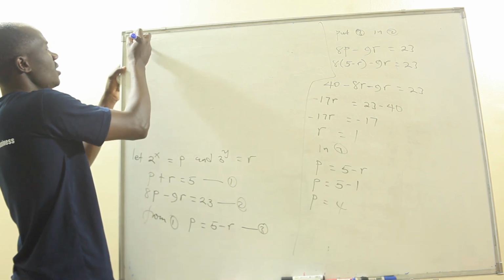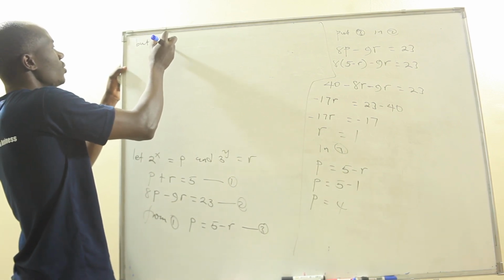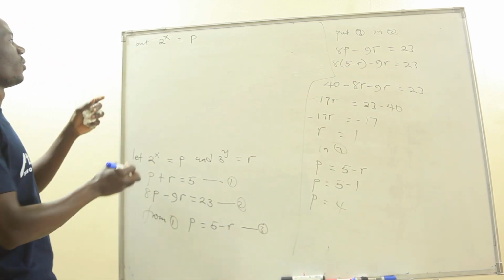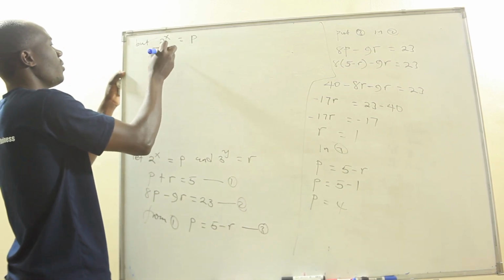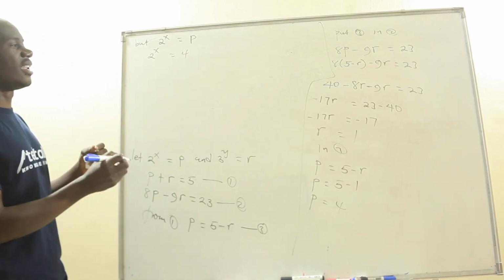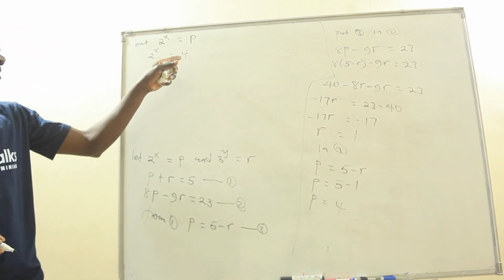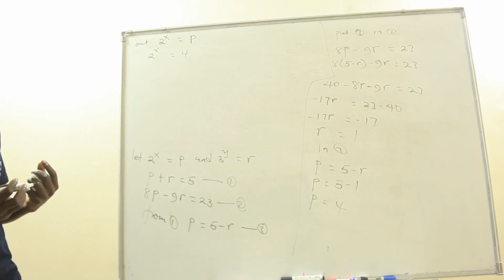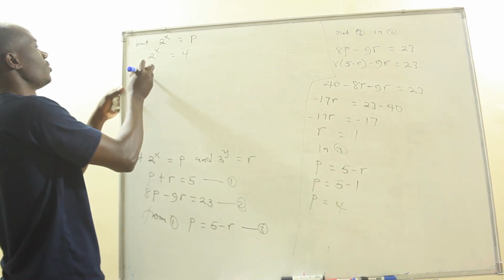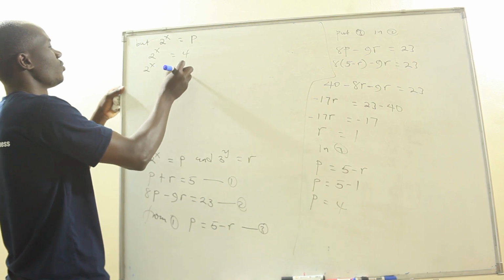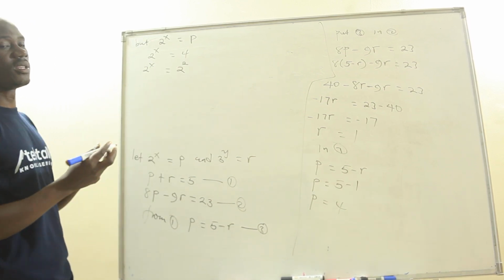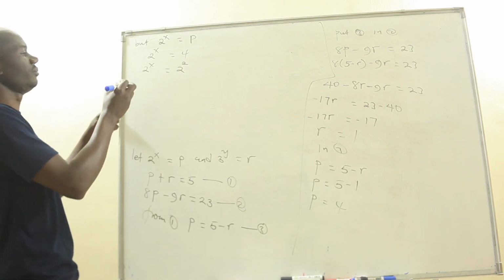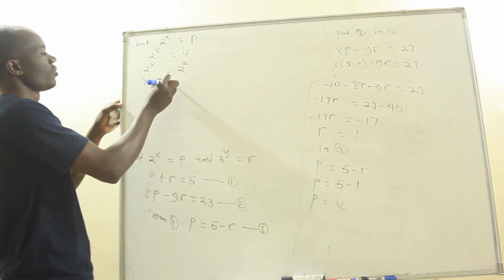So what we're going to do is this. We said 2 power x was equal to p. And remember my p is already 4. I will say 2 power x equals 4. Is there a number which I can break and get a 4? That is 2 power 2. Very good. 2 power x equals 2 power 2. Since the bases are the same, we just equate the powers. So therefore x equals 2.